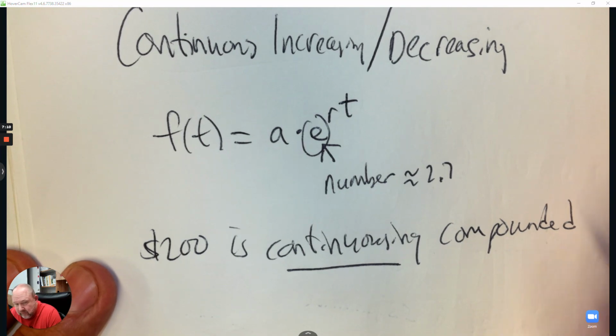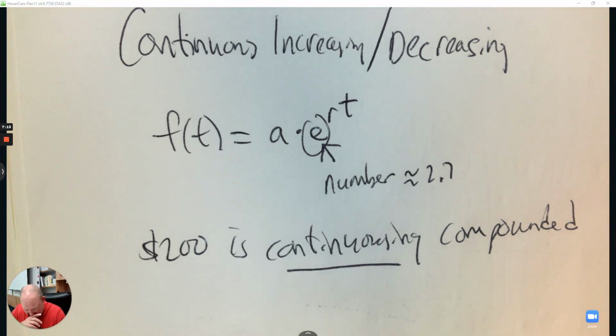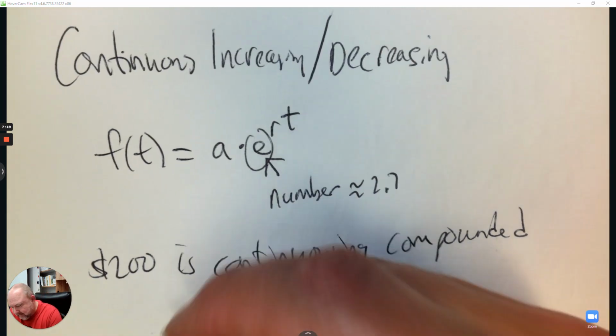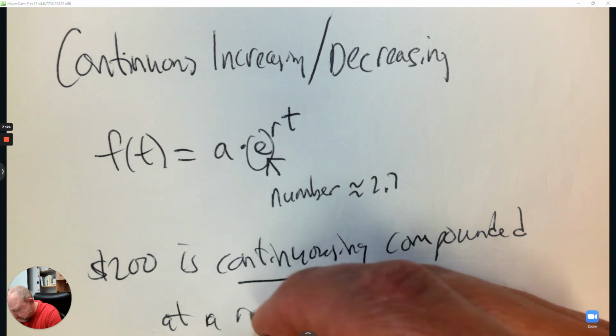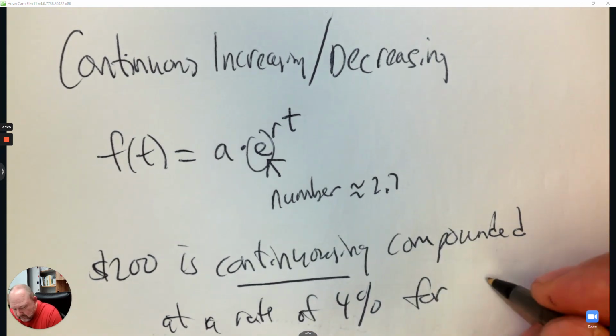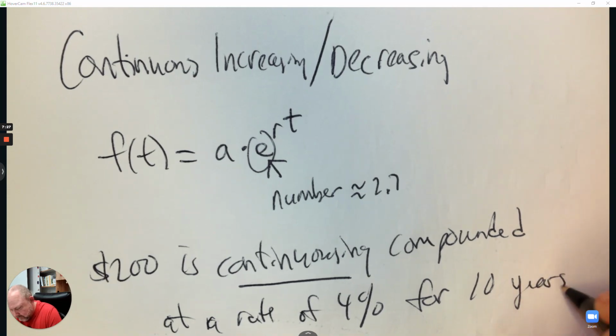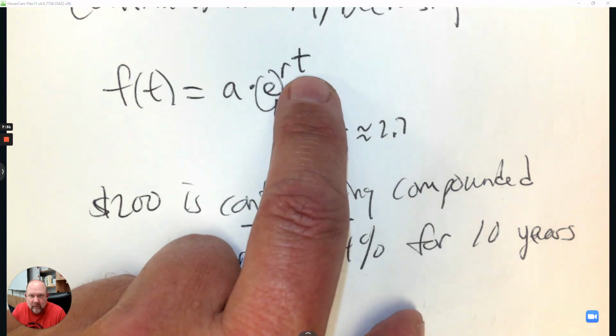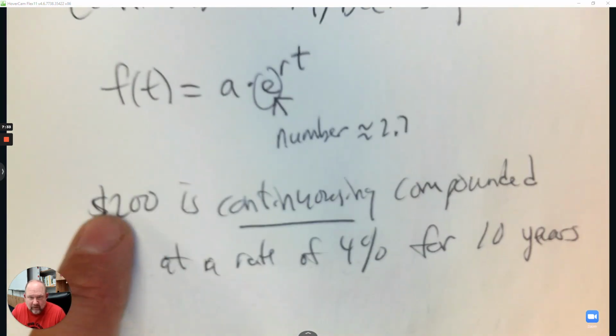Compounded means how many times you compound the money and add it back into your account, calculate the interest, and add it back in. So if it's continuously compounded at a certain rate, and then for so many years, could you calculate it? So something that's continuous, this is what we're using. So the initial amount would be 200.